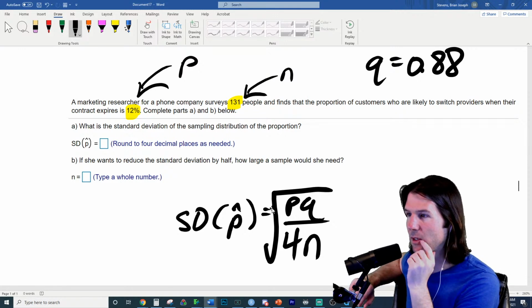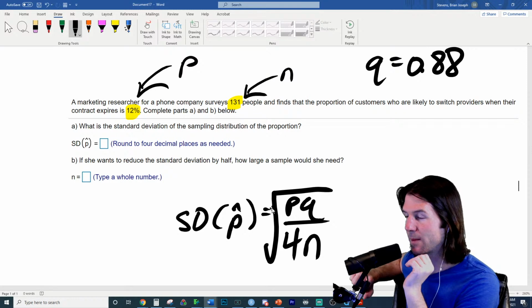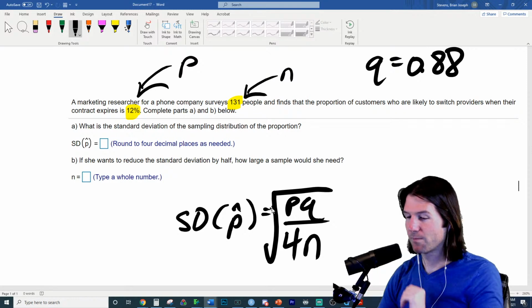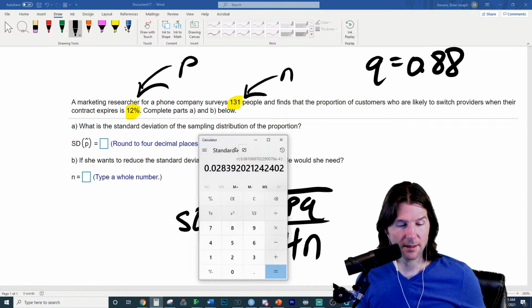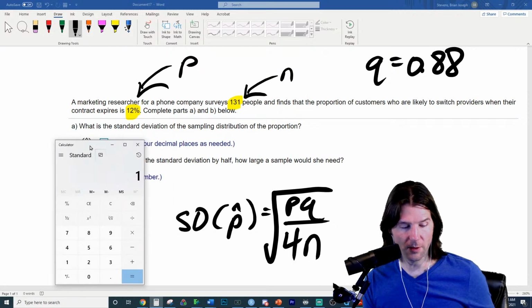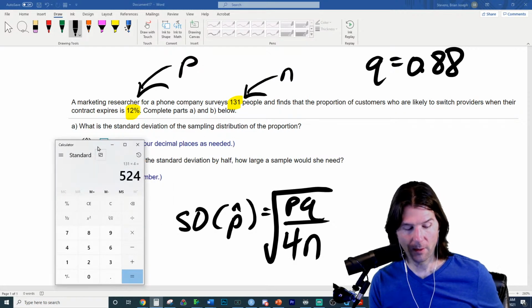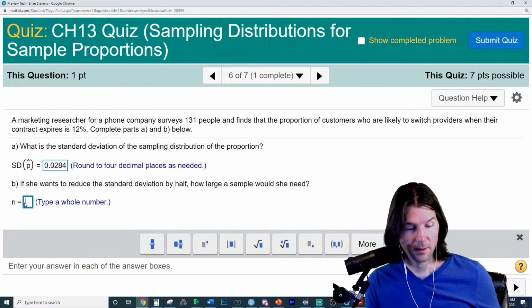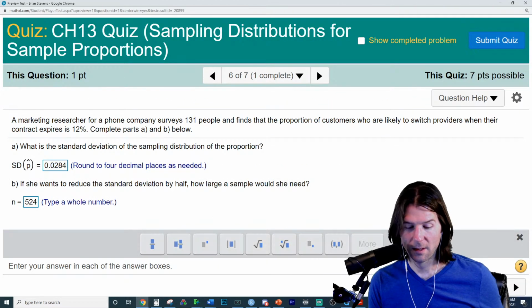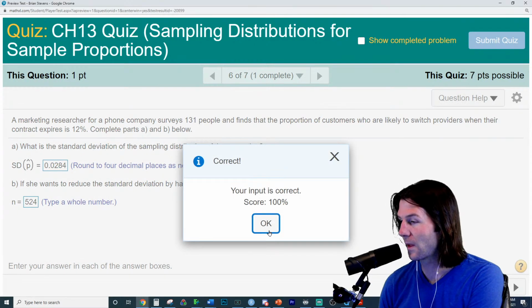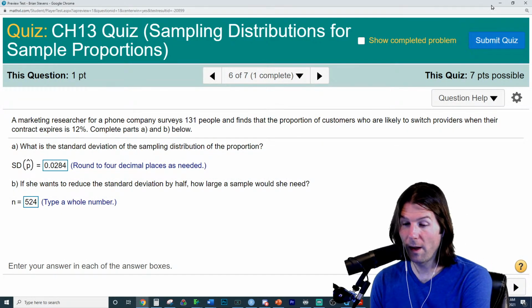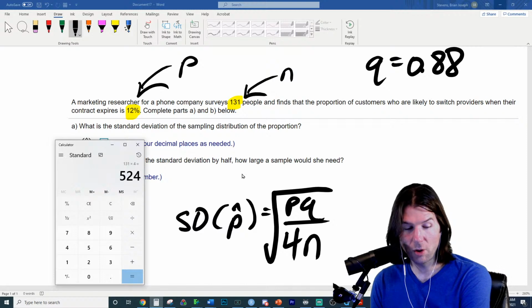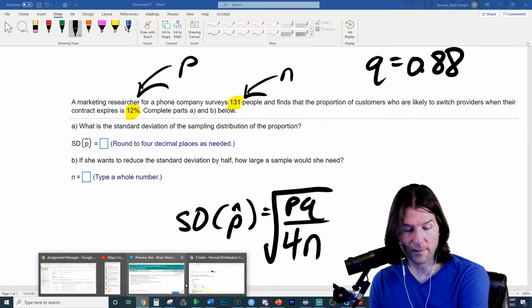And so this is a little bit of a tricky question because it is a bit of algebra. But we're just going to take 131. There we go. That's got it. Can I not copy from this anymore? I can. There we go. That should be half of it. That should be half the standard deviation.